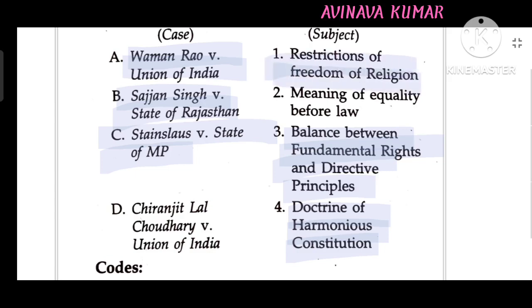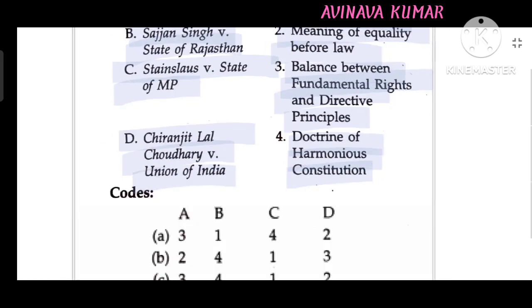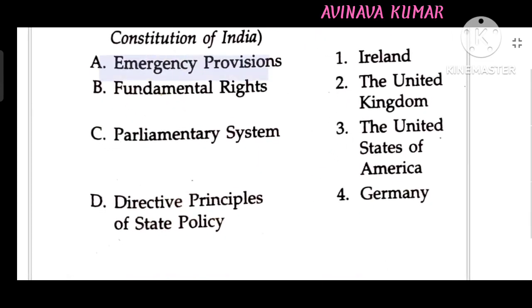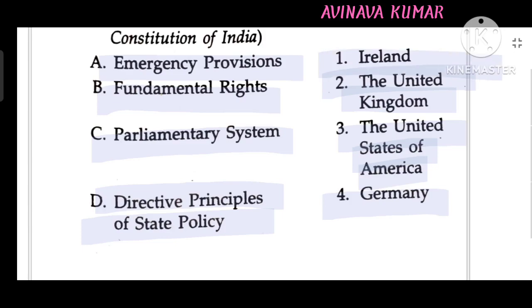Restriction of freedom of religion. Chiranjit Lal Chowdhuri versus Union of India: meaning of equality before law. Emergency provision: Germany. Fundamental rights: United States of America. Parliamentary system: United Kingdom. Directive principles of state policy: Ireland.